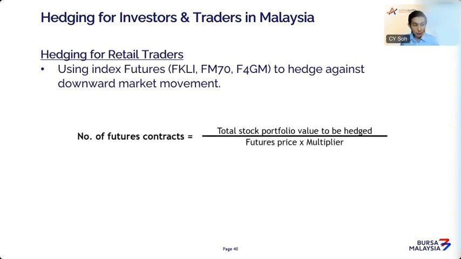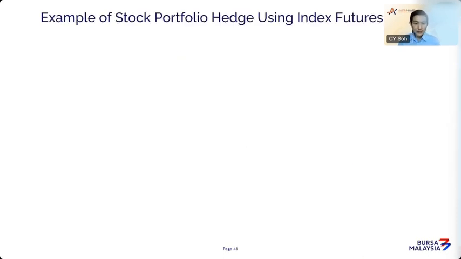So this is the formula for how you can calculate the number of futures contracts you need to hedge. The formula is very simple. On the top part, you need to know, at that point in time before you do your hedging, what your total stock portfolio value is, and then divide by your futures price times your multiplier. Let us go through a quick example to see how you do your calculation.